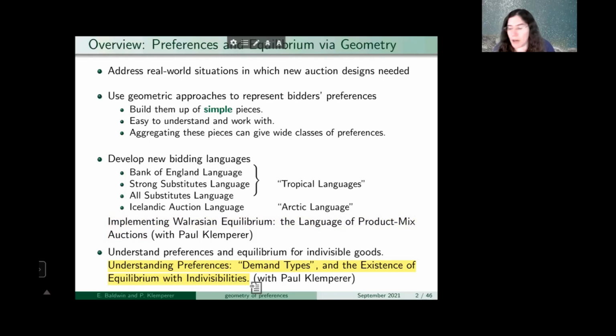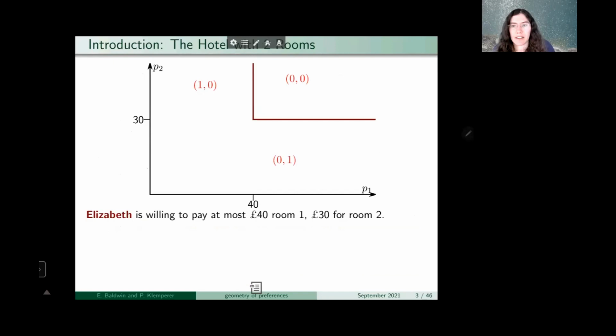So as an introduction to the Understanding Preferences paper, we think about the hotel with two rooms. This is an example very similar to what Alex was talking about yesterday, but I thought I'd go through it in a bit more detail in case other people at the talk today were less familiar with that. So we have a hotel with two rooms in it, and Elizabeth is willing to pay at most £40 for room one and at most £30 for room two.